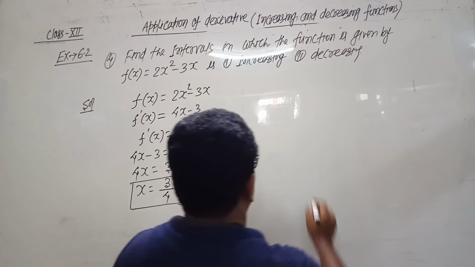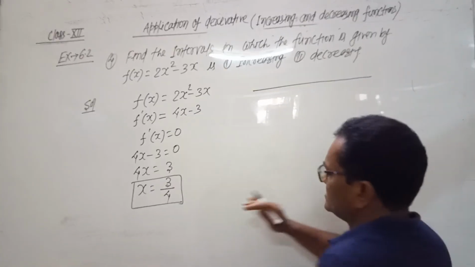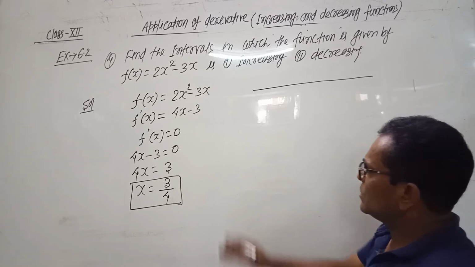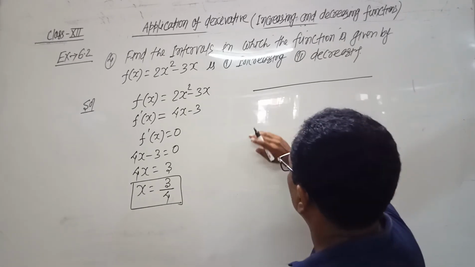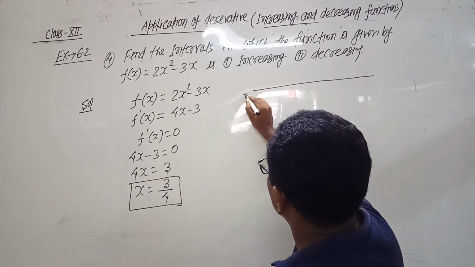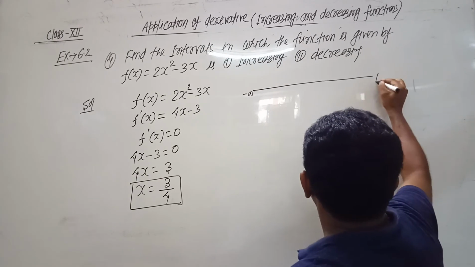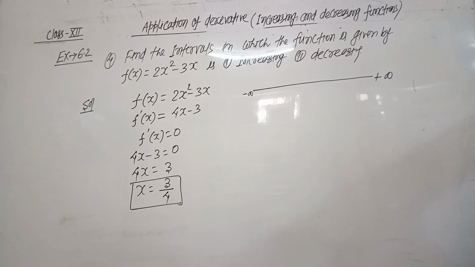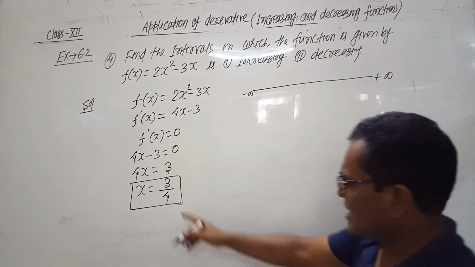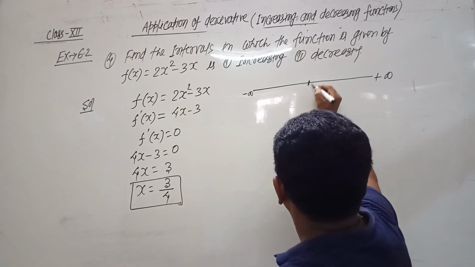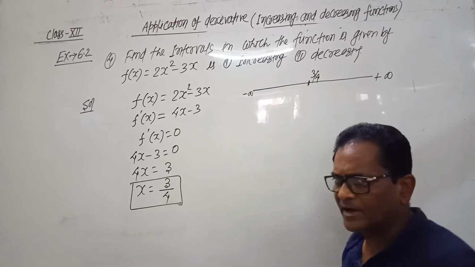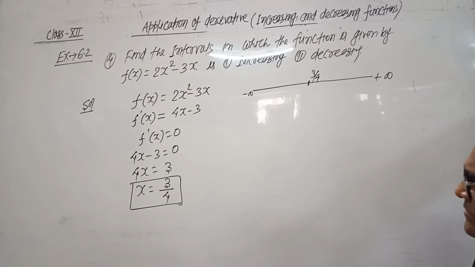Then we have to draw this number on a number line. We know the number line for real numbers lies from minus infinity to plus infinity, and the value of 3 by 4 can be written anywhere between minus infinity and plus infinity.